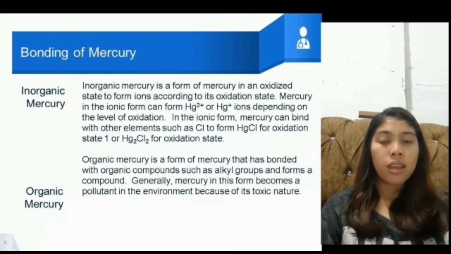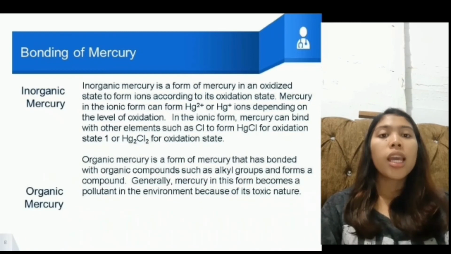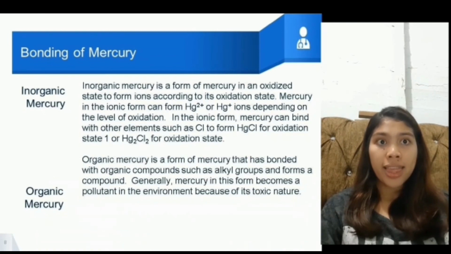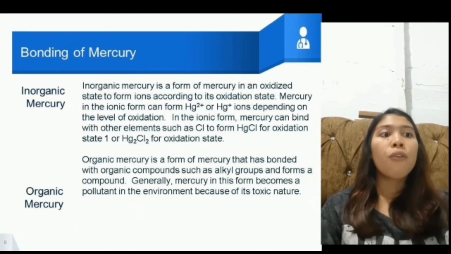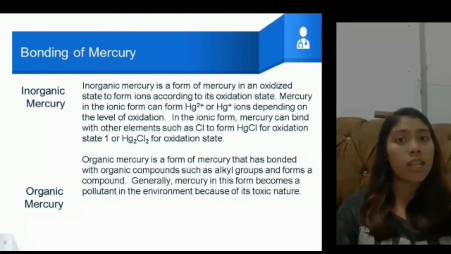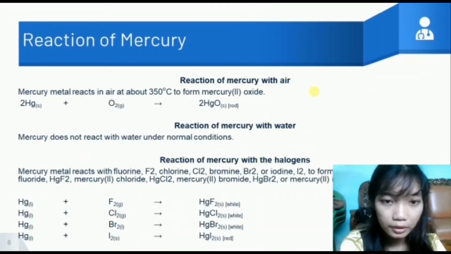Bonding of mercury. First, inorganic mercury. Inorganic mercury is a form of mercury in an oxidized state to form ions according to its oxidation state. Mercury in the ionic form can form Hg2+ or Hg+ ions depending on the level of oxidation. In the ionic form, mercury can bind with other elements such as chlorine to form HgCl for oxidation state 1 or HgCl2 for oxidation state 2. And now, reaction of mercury.